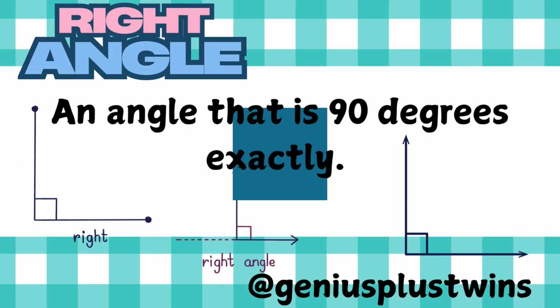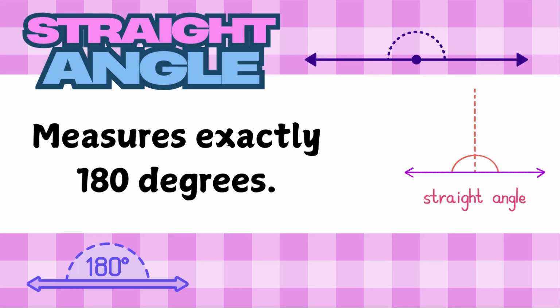A right angle measures exactly 90 degrees and creates a perfect square corner. It is commonly seen in everyday objects like book corners, room walls, and picture frames. When drawing a right angle, mathematicians often mark it with a small square symbol at the vertex to indicate its precise 90-degree measurement. A straight angle spans exactly 180 degrees and appears as a completely flat line.